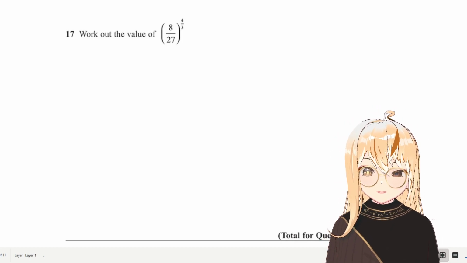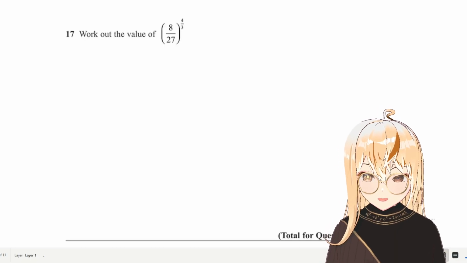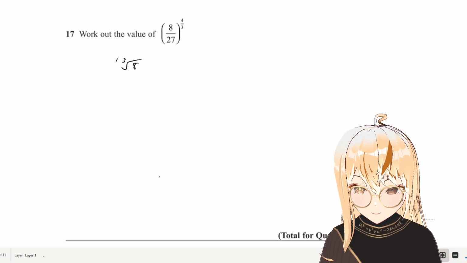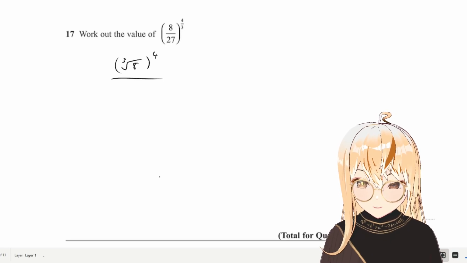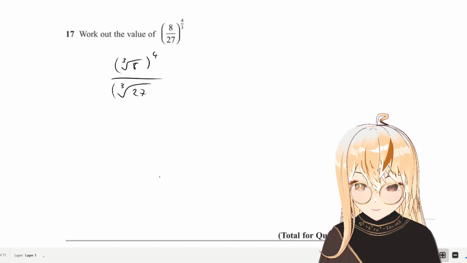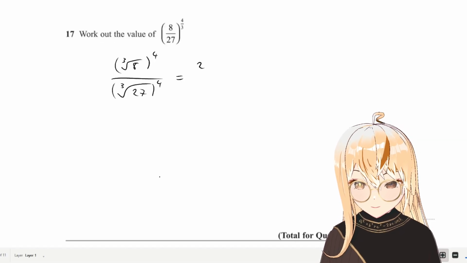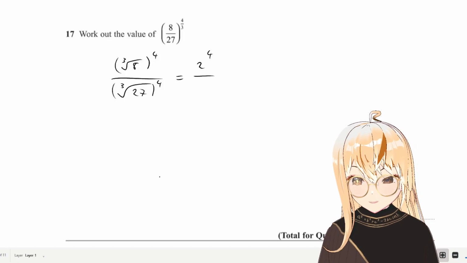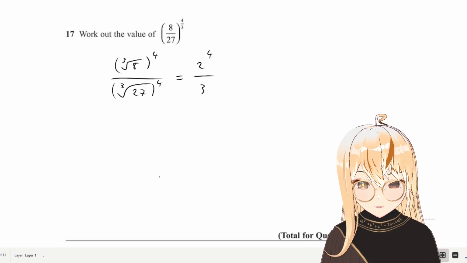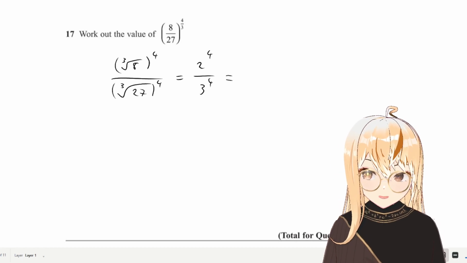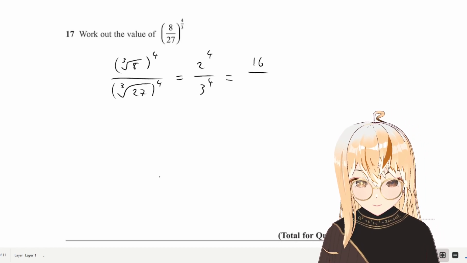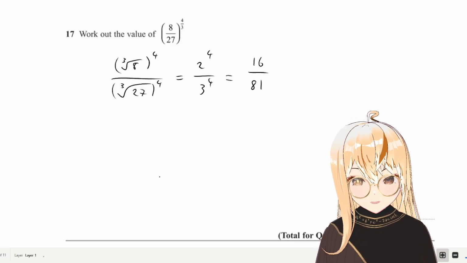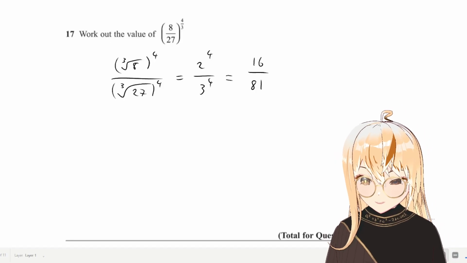What we can do is, as I just said, apply our power to the numerator and denominator. So we would have the cube root of 8 to the power of 4 over the cube root of 27 to the power of 4 as well. The cube root of 8 is 2, and then we just raise it to the power of 4. The cube root of 27 is 3. Then we just raise it to 4 as well. And that would become 2, 4, 8, 16 over 3, 9, 27, 81. And that's it, yeah. Not too hard, is it?